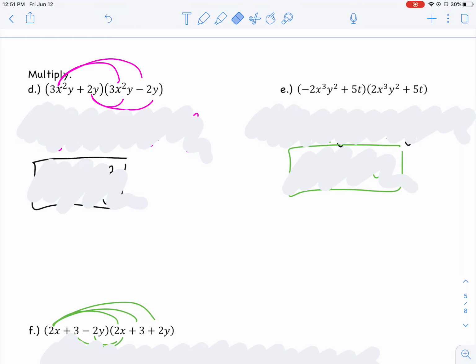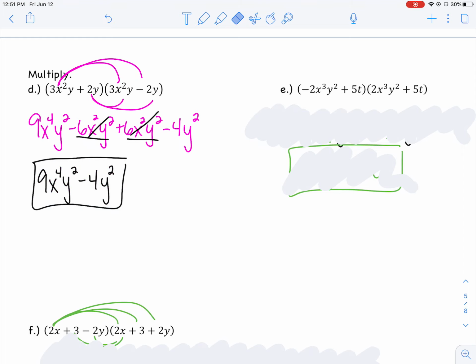All right, on D, I'm going to FOIL or distribute. It looks like those are conjugates, aren't they? They have opposite signs on the inside, but the terms are exactly the same. So my middle terms canceled. Hopefully yours did too. And you ended up with the same final answer as me.